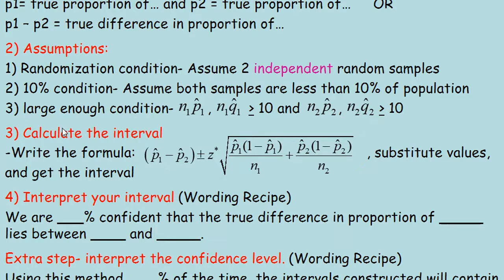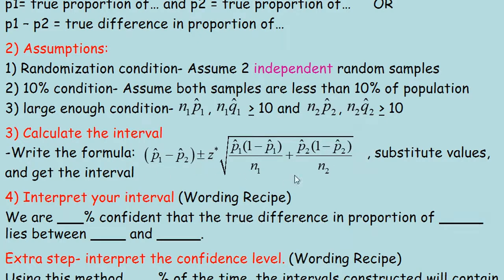And then the large enough condition is the same as always, but now you have more work because now you're going to be doing the n1p1 and the n1q1 is greater than or at least 10. And then you also have to check for the second sample, n2p2, and then n2q2. It has to be at least greater than or equal to 10. And so make sure you check both.